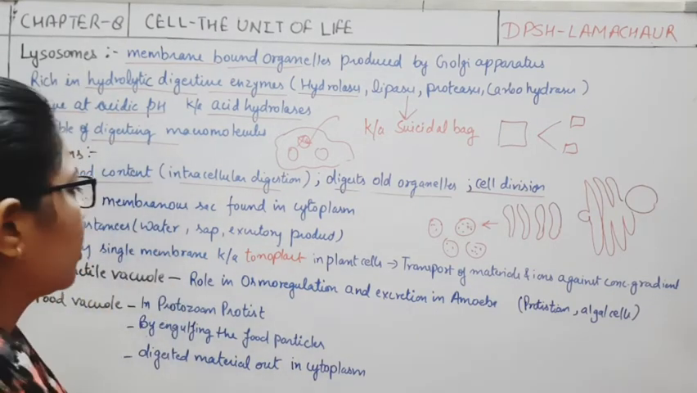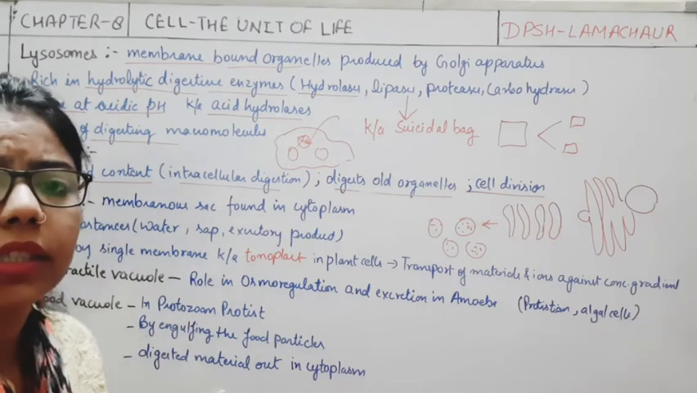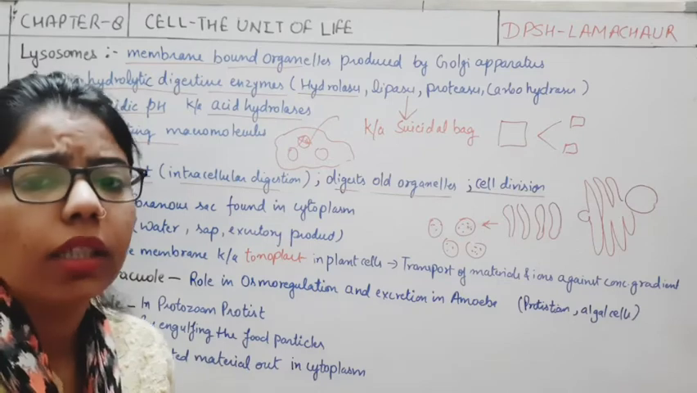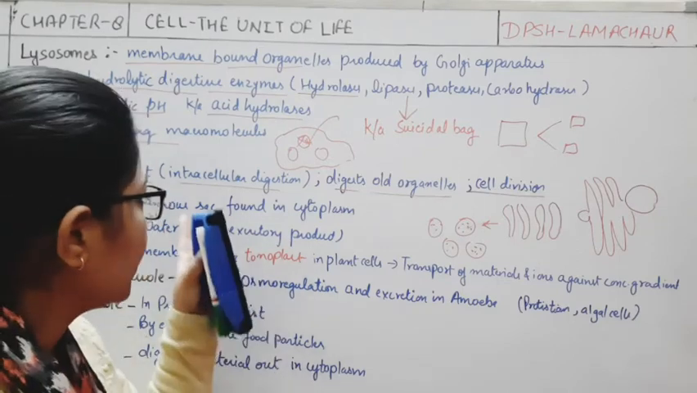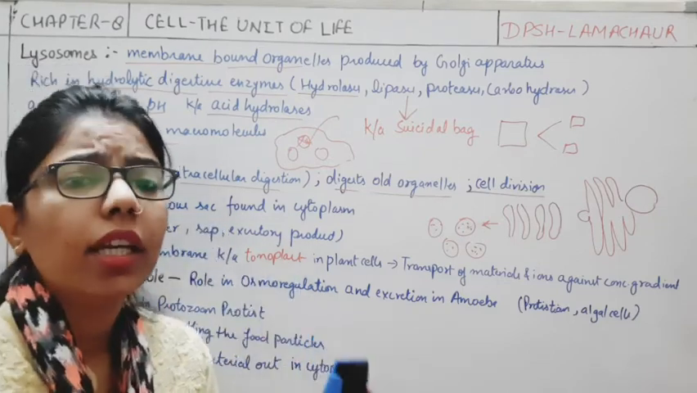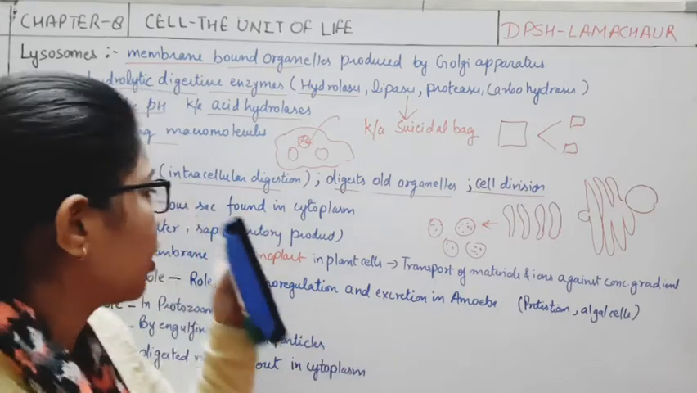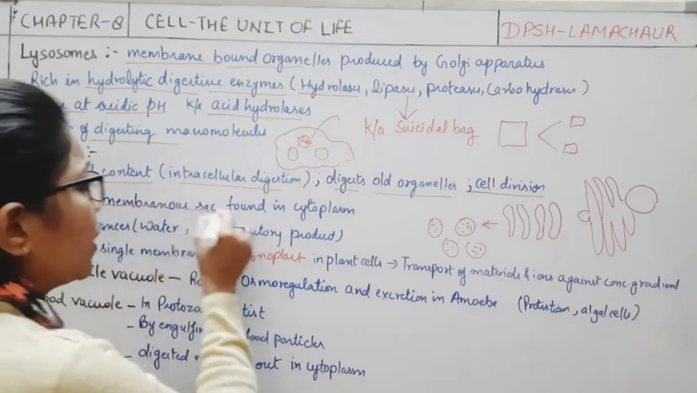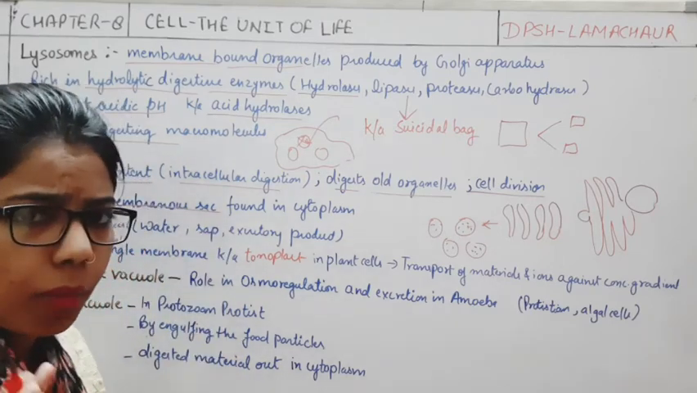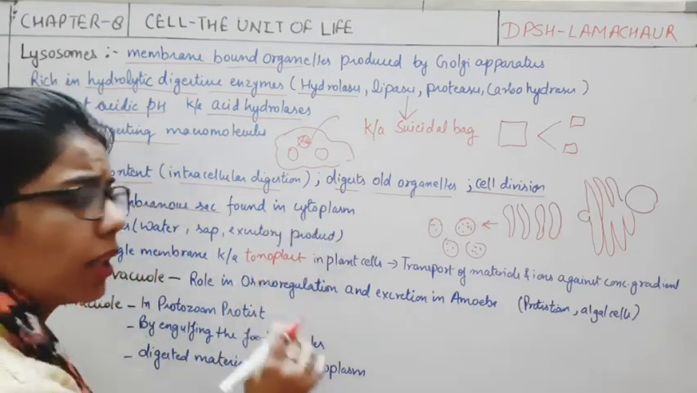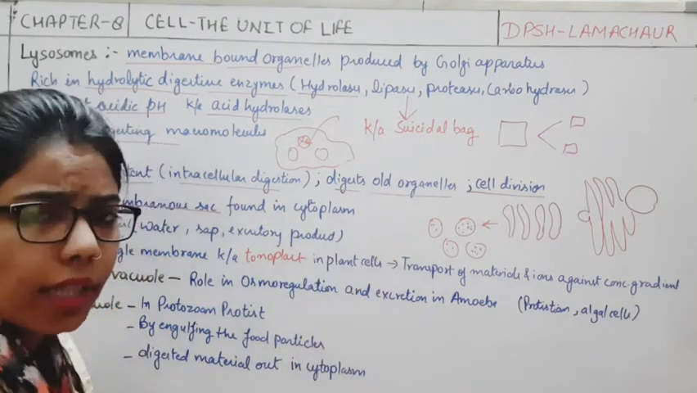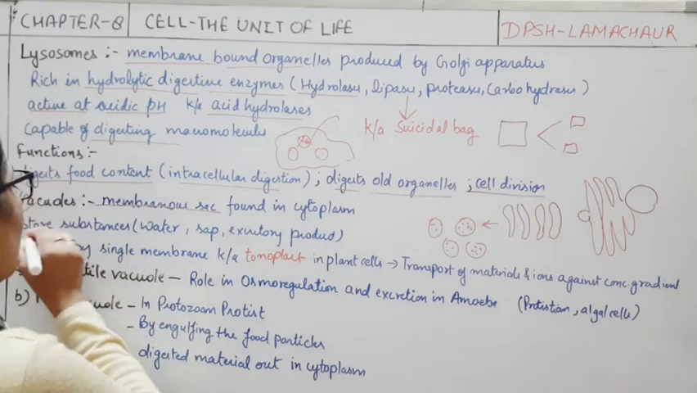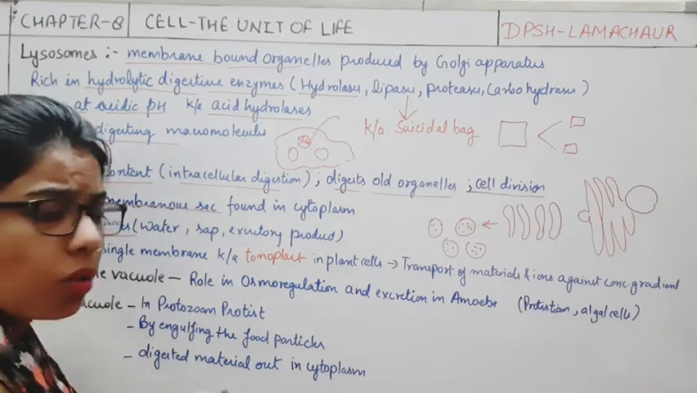Again, vacuoles. These vacuoles are mostly present in plant cells, right? And in animal cells also, but mostly in plant cells, and they're situated at the center. It means 90% of the cell is accommodated by the vacuole. A vacuole is what? A membranous sac. It means it has a proper membrane, which is present where? In the cytoplasm itself. Cytoplasm is the matrix which is present inside the cell.